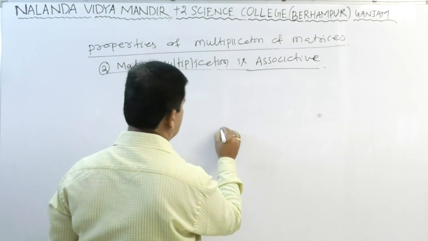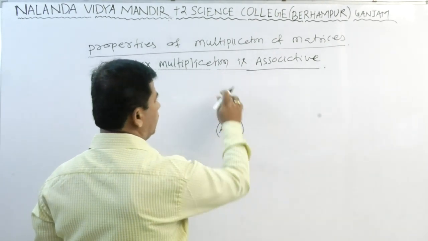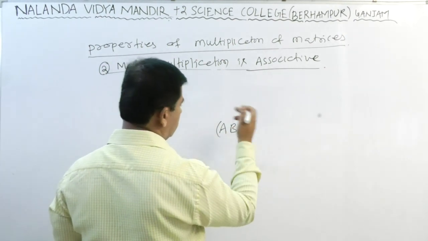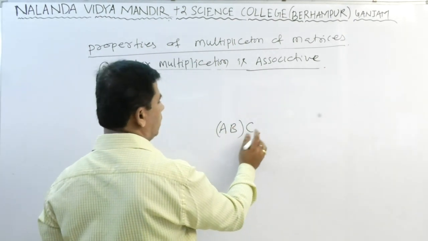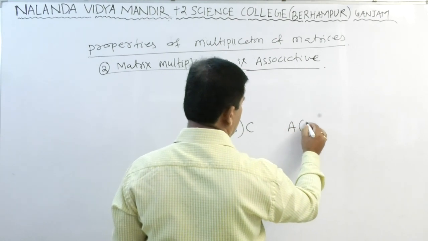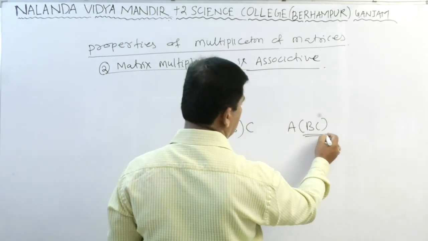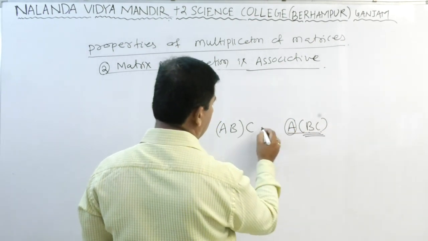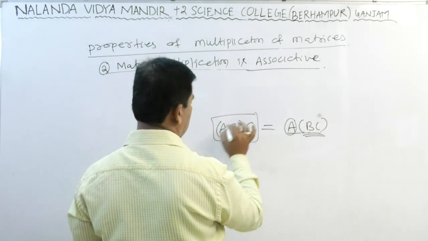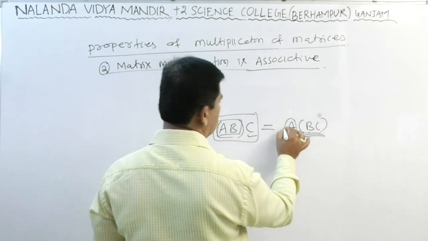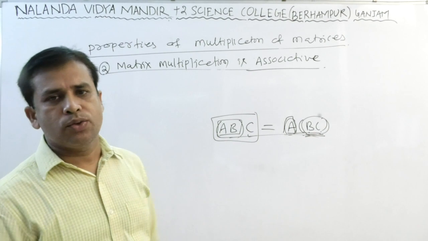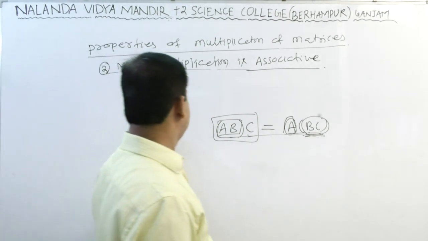Associative. Associative means that in multiplication, A into B, first you multiply A and B, then this result can be multiplied with C. And here, first multiply B with C, then the result of BC is multiplied with A. If both are the same, that is, AB multiplied with C is equal to A into BC, then we say this is our associative property.